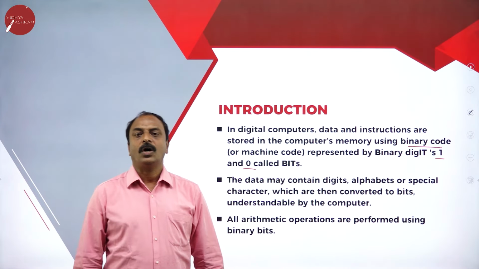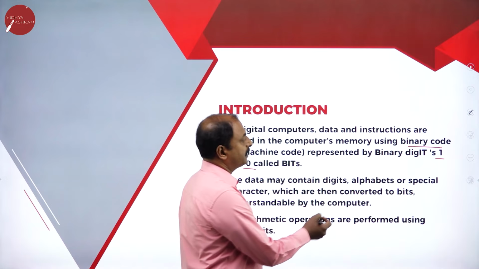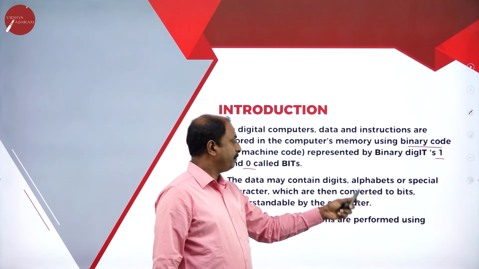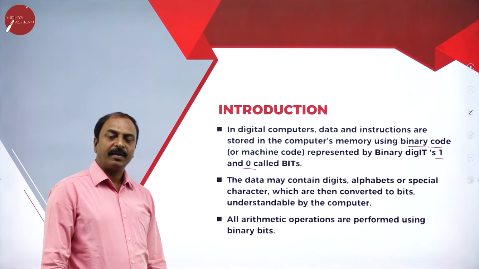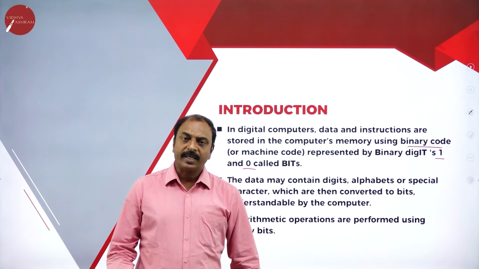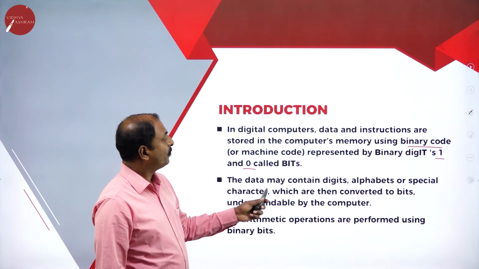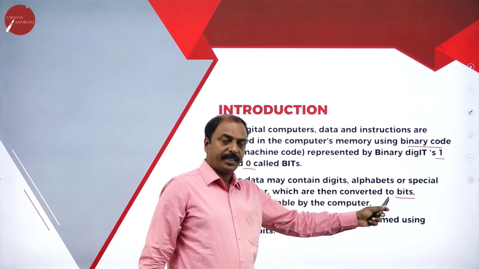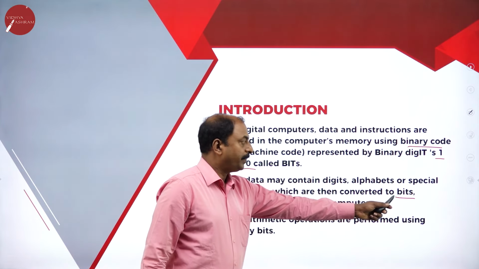So, in computers, all data and information are stored in the memory in digital form. The data may contain digits, alphabets, or special characters, which are then converted to bits understandable by the computer. As all of us have learned, a computer knows only machine level language, which is a language of binary codes. But our data may contain digits, alphabets, or special characters which we can understand, and the same cannot be understood by a machine or a computer. So, for that reason, the data we enter has to be converted to bits, in the sense that the data has to be converted into machine readable form, that is, a form understandable by the computer.